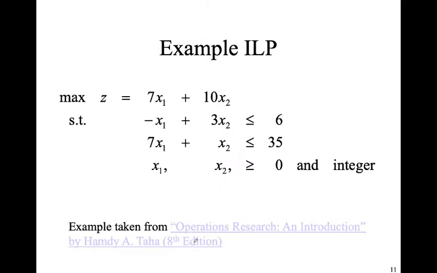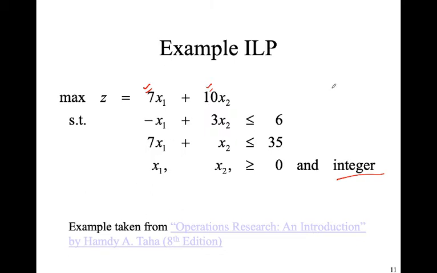Okay. So, now let us apply this Gomory cutting plane algorithm to solve one of the integer programming problems. Here: maximize z equals 7x1 plus 10x2, subject to minus x1 plus 3x2 less than or equal to 6, 7x1 plus x2 less than or equal to 35, and x1, x2 are all greater than or equal to 0 and integer. So, this integrity condition is on both the variables. Both variables should have integer values, and remember the contribution of x1 is less compared to the contribution of x2.